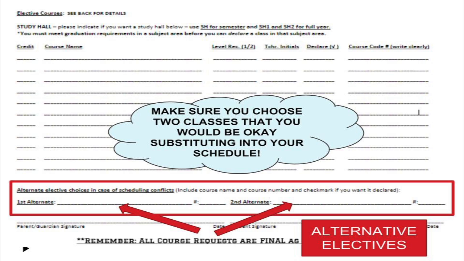Don't forget this part of the registration card. At the very bottom of the card, you will choose your alternative electives. Be sure to choose 2 classes that you would be okay substituting on your schedule if your first choice is not available. And remember, if you don't pick them, we will pick them for you and you may not like it.